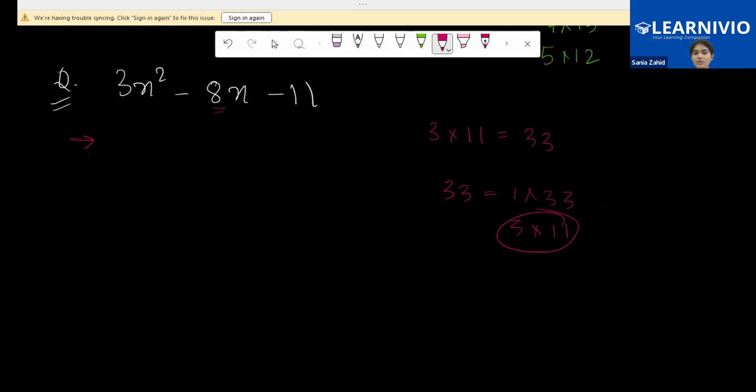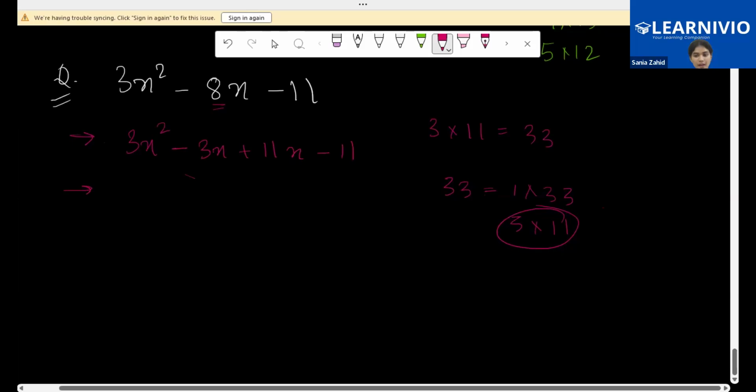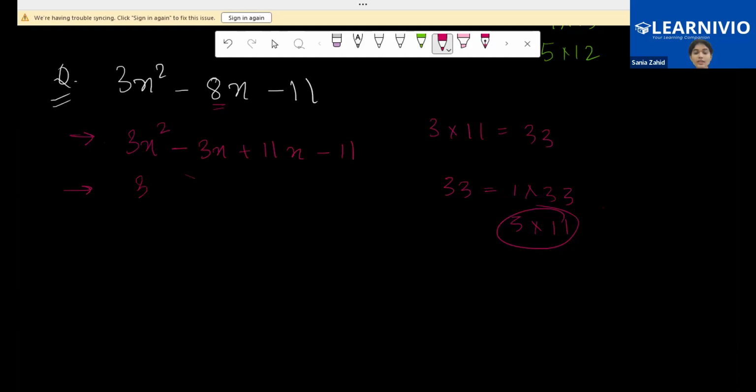Okay. Next, what will we do, Hafsa? 3x square. How will I break down minus 8x? So minus 3x plus 11x. Very good. And then minus 11 remains minus, as it is. And then the common factor is 3 and x. It's not 3 and x, it's just 3x. Yeah, Umema, are you saying something?